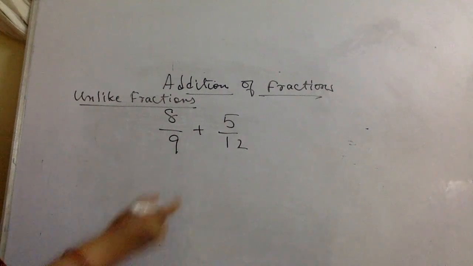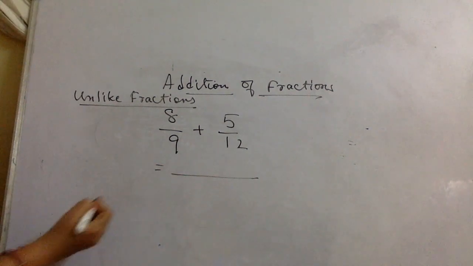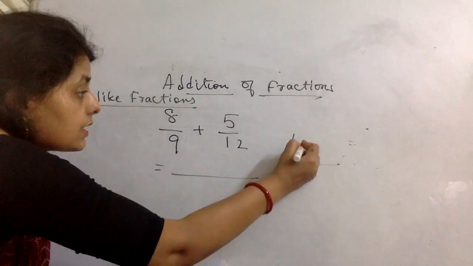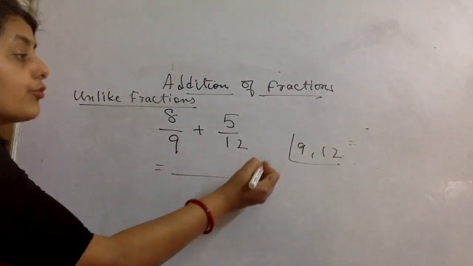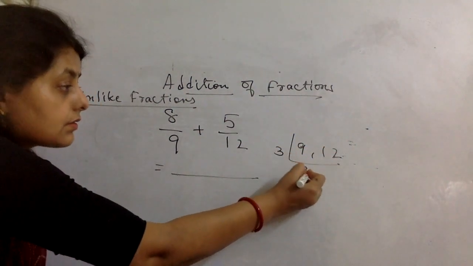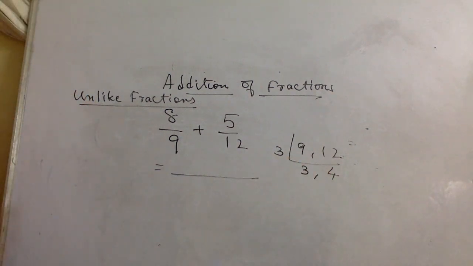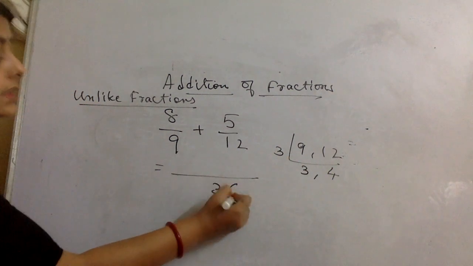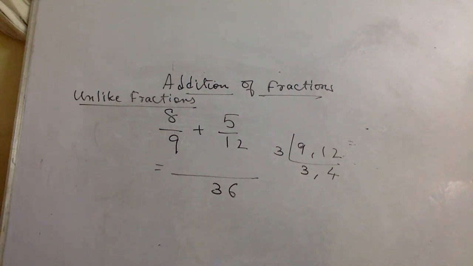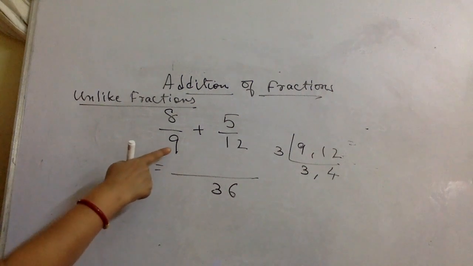We need to find the LCM of 9 and 12. If we find the LCM of 9 and 12, we get 3. This is 3 and this is 4. So how much? 36. Okay, so 36 is the LCM. Maybe we can talk about finding LCM another day.